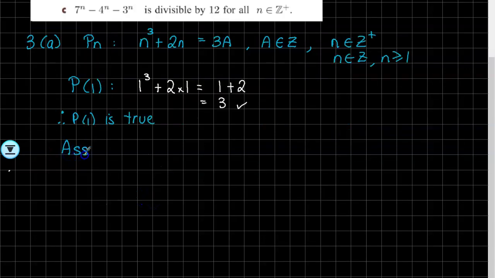We just said what comes next, and people were already right into it. So we're going to assume Pk is true. And so wherever n is, we replace with k. So we're going to go k cubed plus 2k.